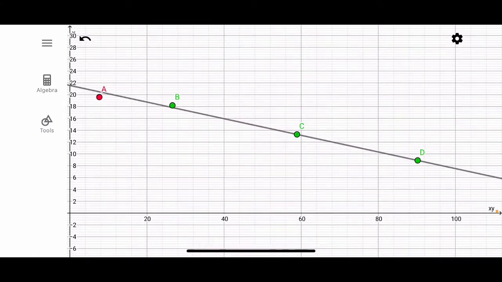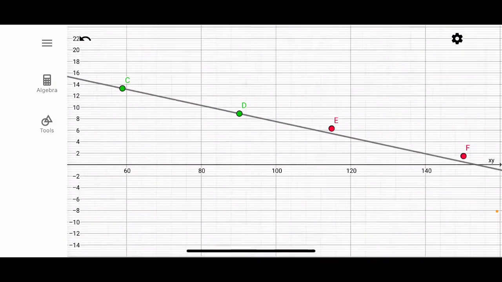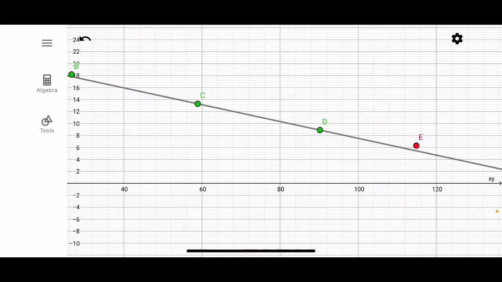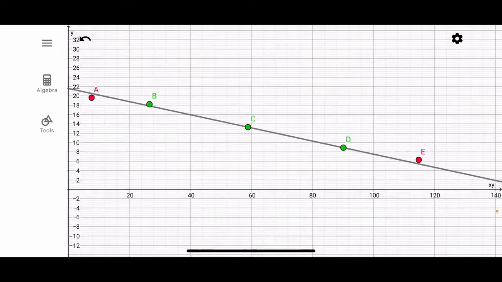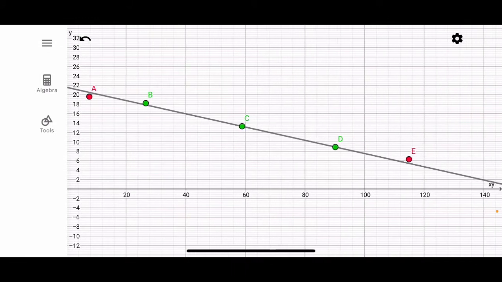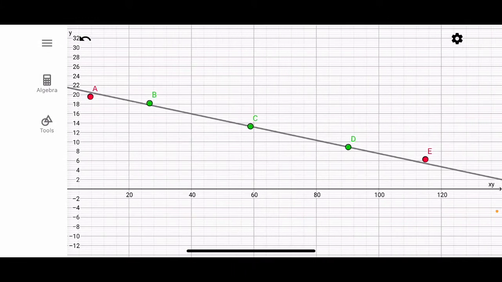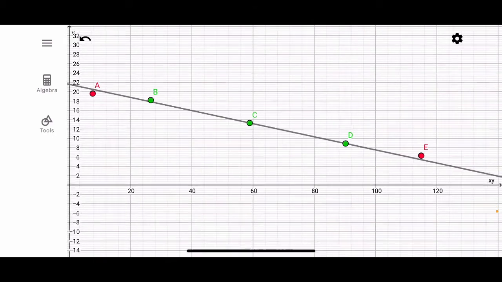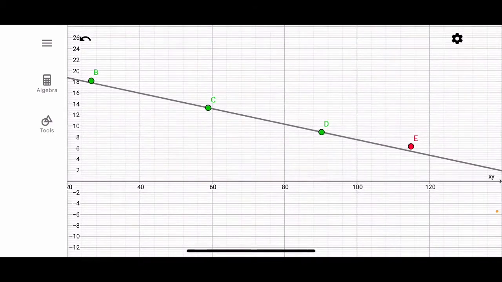Let's have a look. It looks like A is out, B on the line, C on the line, D on the line, and E out, F out, right? This one is not fit, right? Now C and D is also not the line of best fit. It's actually the same as just now B and C, because this line passes through B, C, D. So B, C, and C, D are the same scenario. So they are not the line of best fit.